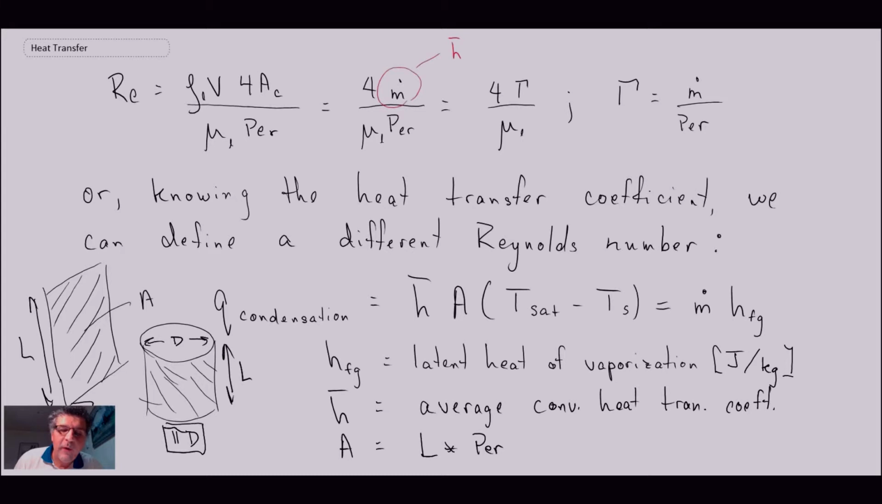Now, what are we going to do with it? Well, we want to recast and write a new form of the Reynolds number. So what we're going to do, we're going to take the m dot from here and basically replace it with the m dot that is up here in that Reynolds number. So let's go ahead and do that.